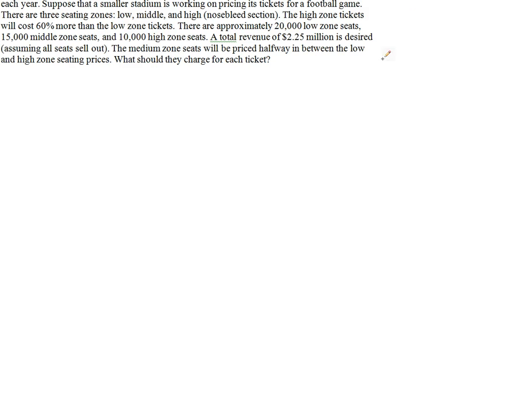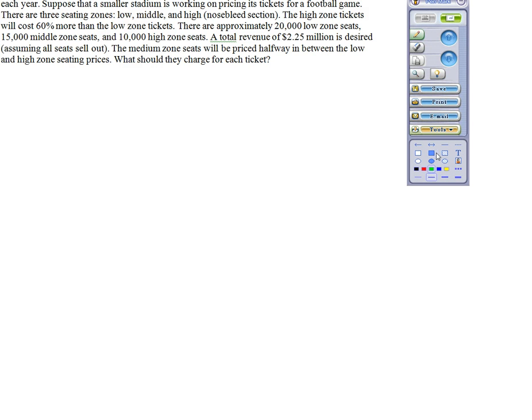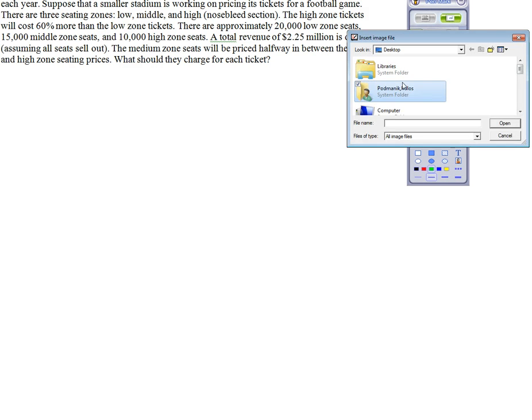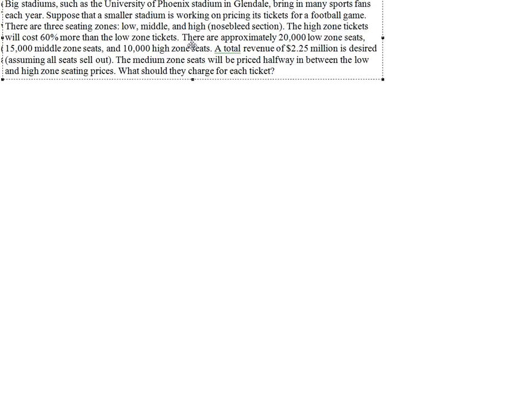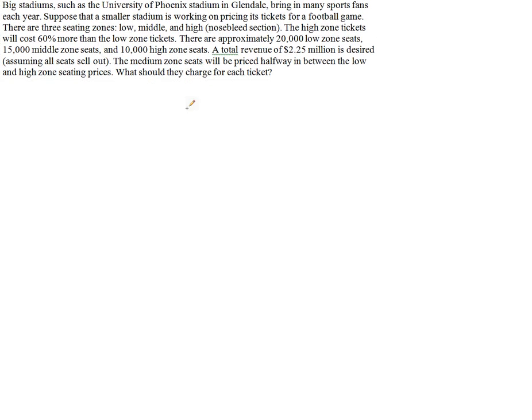So this problem, and I apologize it doesn't show up very well, let me try this again. In this problem, we're told big stadiums such as the University of Phoenix Stadium in Glendale bring in many sports fans each year. Suppose that a smaller stadium is working on pricing its tickets for a football game. There are 3 seating zones, low, middle, and high, the nosebleed section.